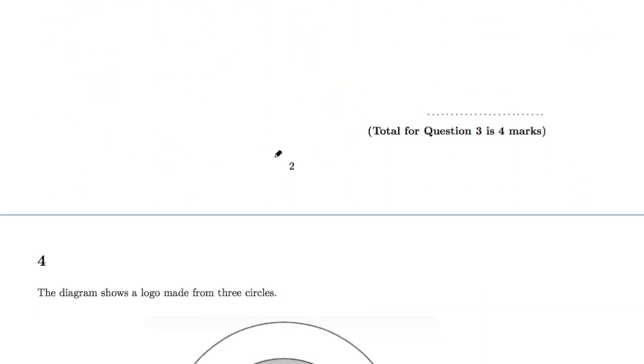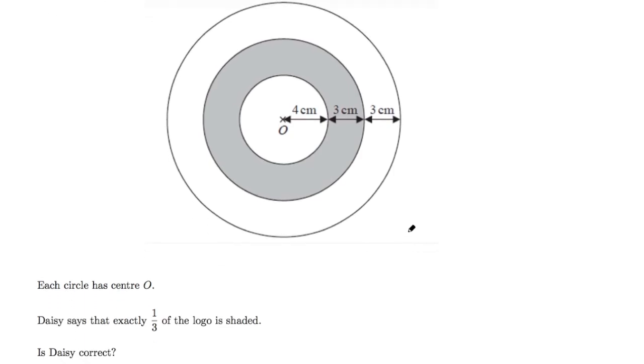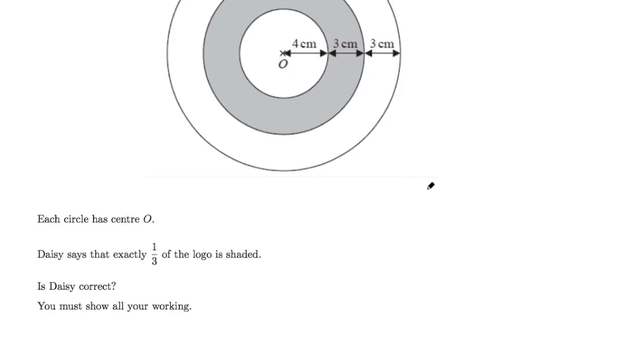Okay, question 4 says the diagram shows a logo made from 3 circles. Each circle has center O. Daisy says that exactly 1/3 of the logo is shaded. Is Daisy correct? You must show all your working.